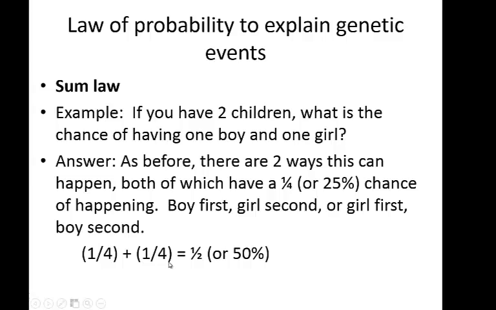The other 2 that we don't care about in this particular case would be if you had 2 boys and if you had 2 girls. So if you had at least 1 boy and at least 1 girl, adding these together, you're going to have a 1 in 2 chance, or a 50% chance of having 1 boy and 1 girl.